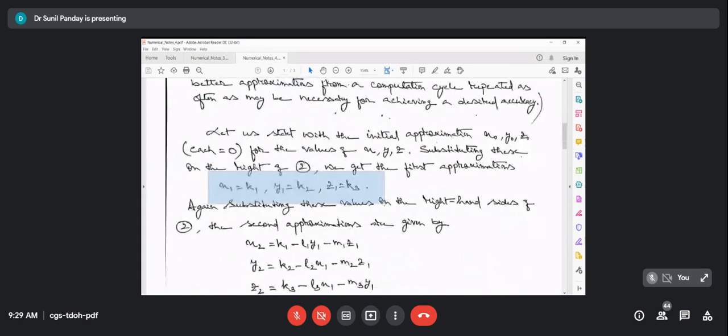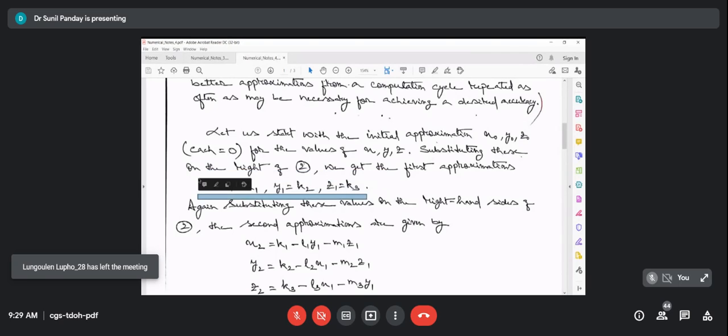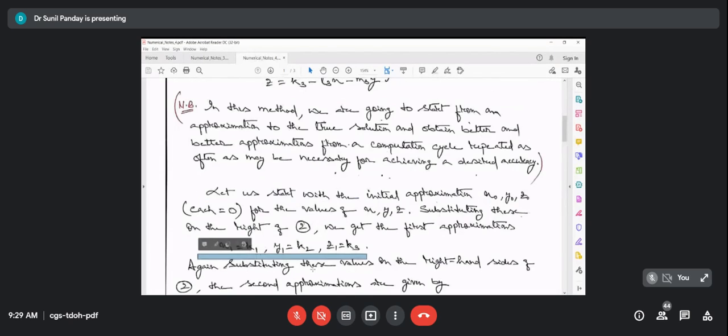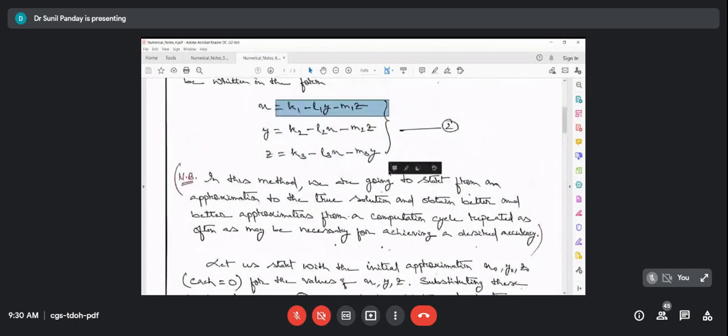So these are the first iteration, where the initial values x0, y0, z0 are substituted as 0 on the right side of equation 2, and we get from the left-hand side the updated values x1 equals k1, y1 equals k2, and z1 equals k3. Now these updated values we substitute again in the right side of equation 2.